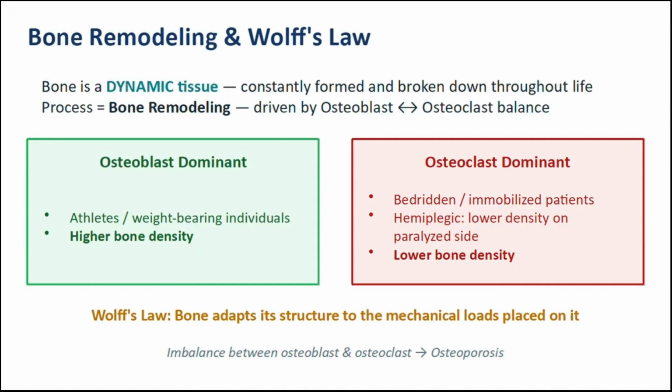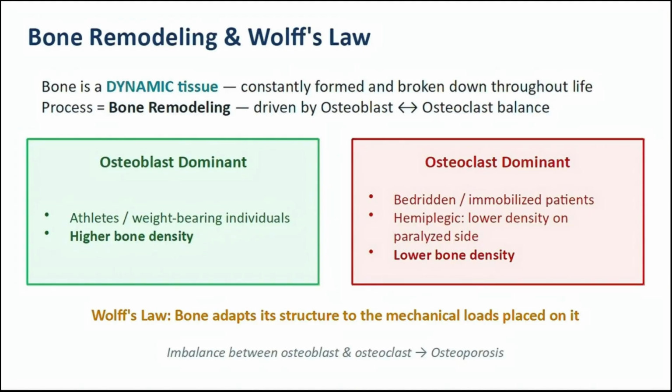And we need to learn about Wolff's law. What is Wolff's law? Wolff's law mainly suggests that bone is a dynamic tissue. The formation and resorption of bone are continuously taking place in our body. It's not static. The bone is formed by osteoblasts and removed by osteoclasts, and this is called bone remodeling. This is driven by both osteoblasts and osteoclasts in balance.